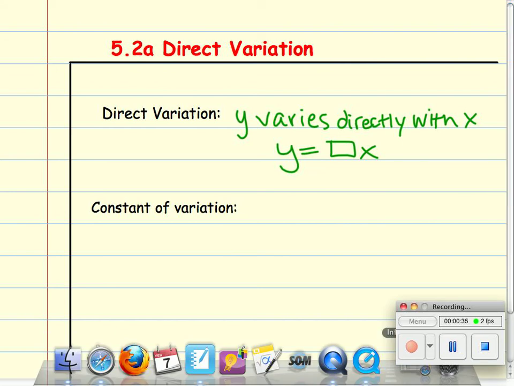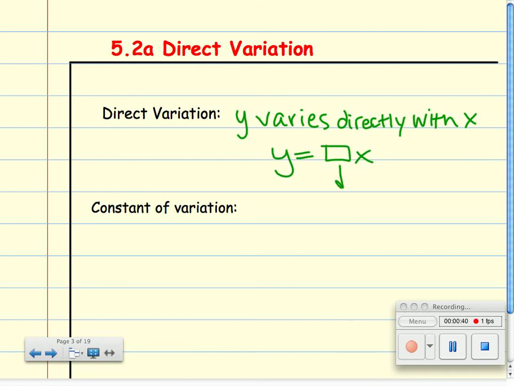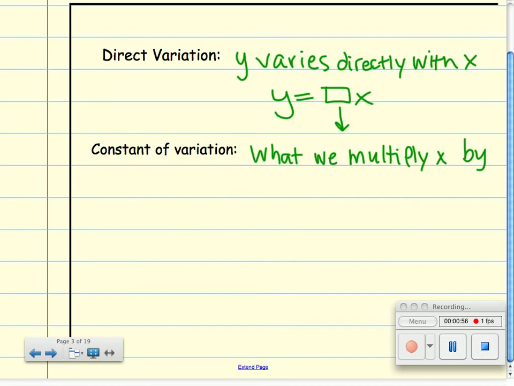Okay, so what a constant of variation is, it's this thing right here that we're multiplying x by. So a constant of variation is what we multiply x by. How we denote or write it with direct variation, 5.2, we say y is equal to kx. And what this k represents is a constant of variation.